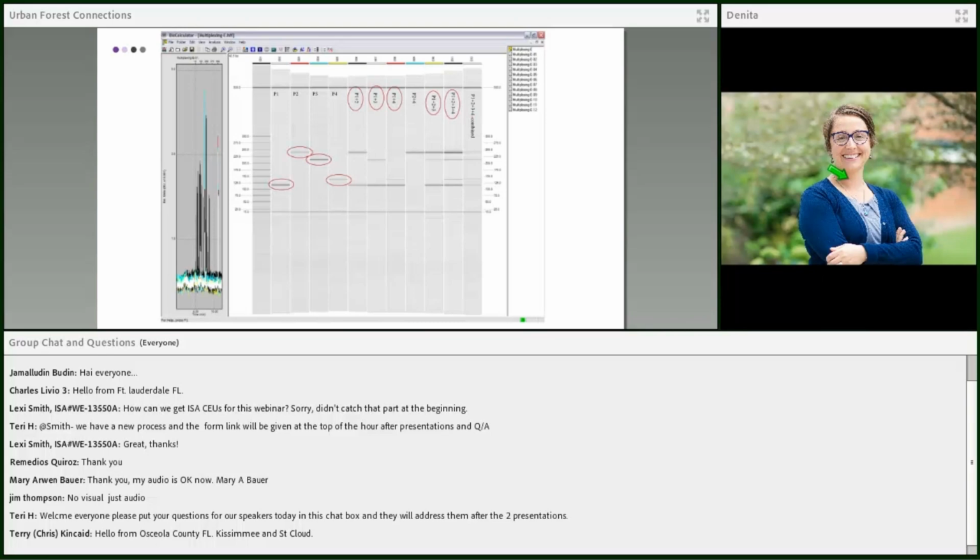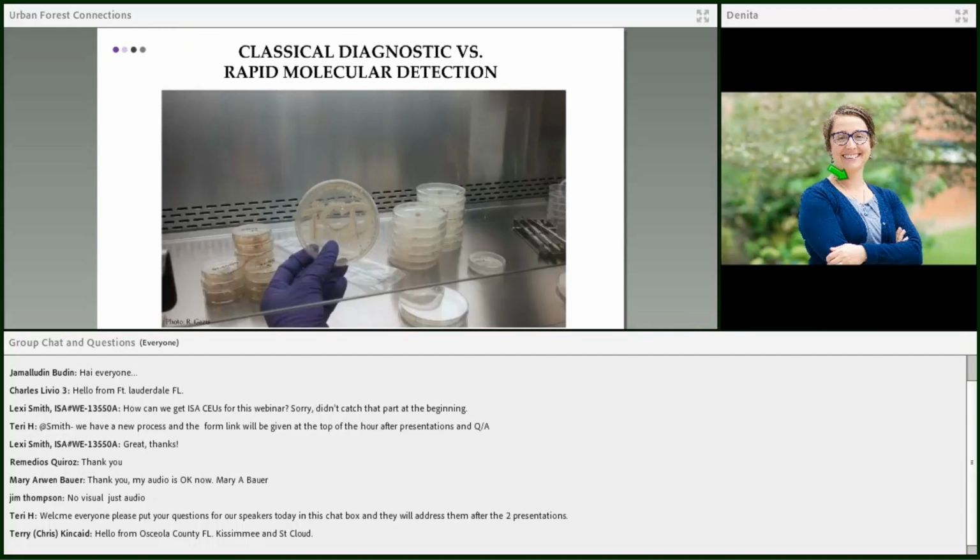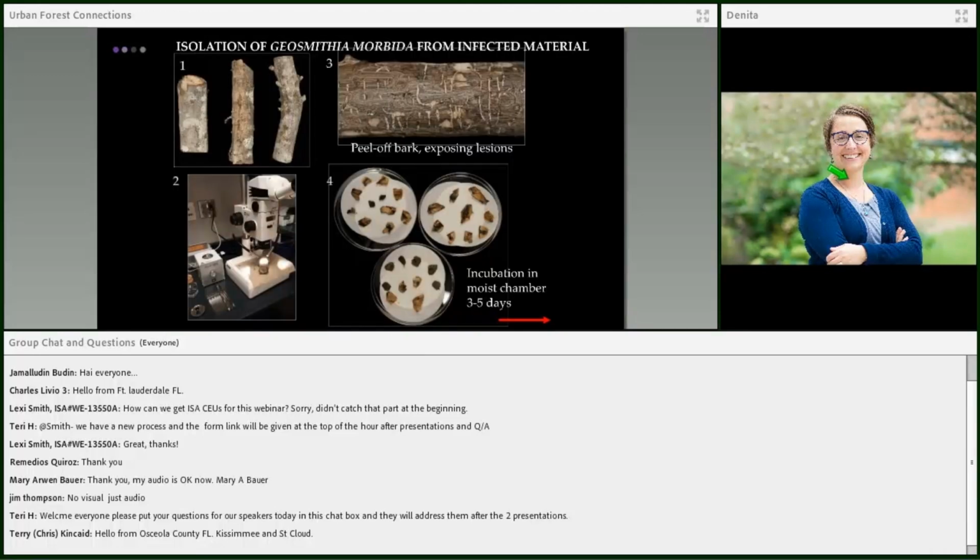We can combine 4 different primers in a single reaction and confirm presence or absence of the pathogen in this particular case. So what are the issues and challenges between classical diagnostics and rapid molecular detection? The full credit here goes to Romina Gazis, who was a postdoc in my lab at the time. She's running a disease clinic in Florida currently, and my master's student, Amel Oren.